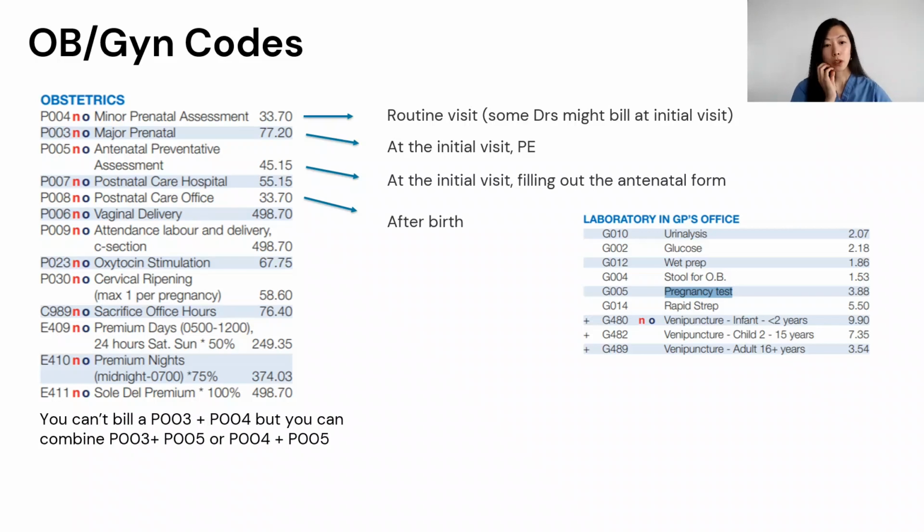And as a reminder, you can't bill a P003 and a P004 together because it doesn't make sense to bill a major and a minor prenatal assessment. But a lot of doctors in their first visit might bill a major prenatal P003 with a P005, or they might bill a P004 and a P005 together.